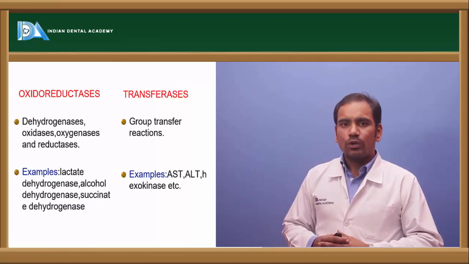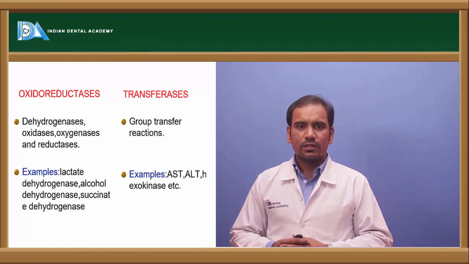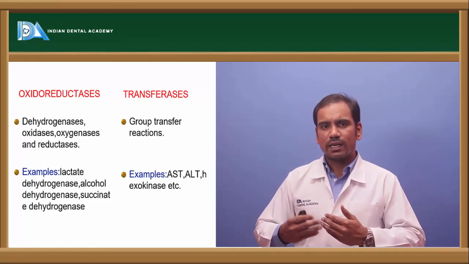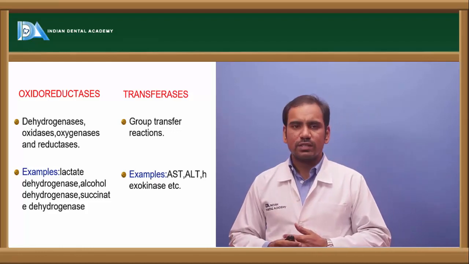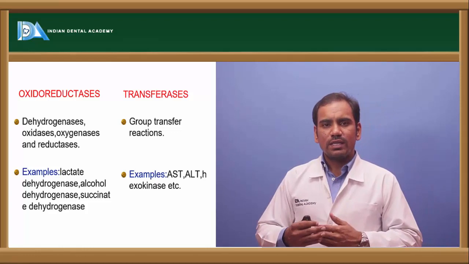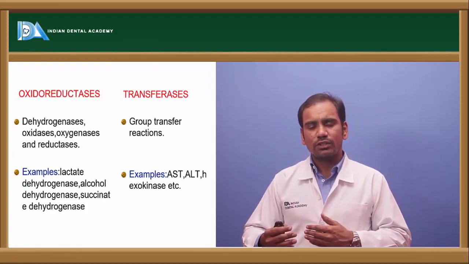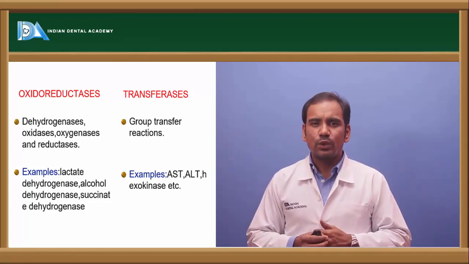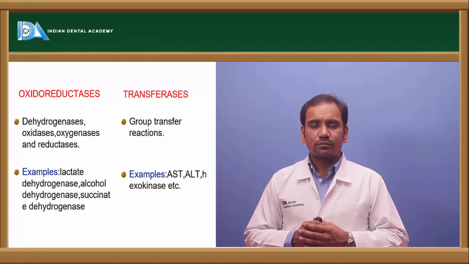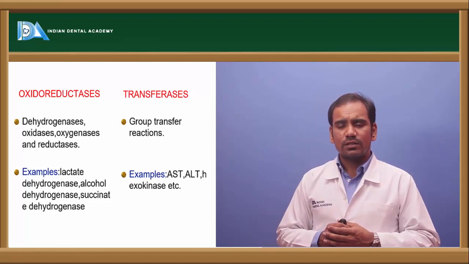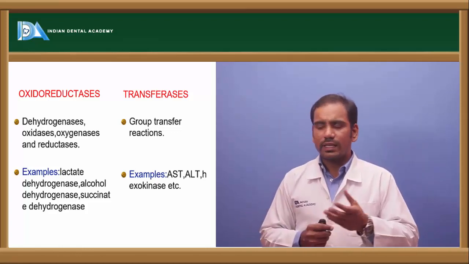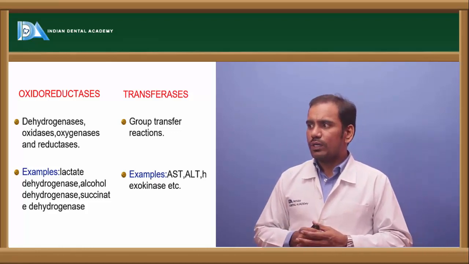Right. Coming to oxidoreductases first. So the name itself indicates the mechanism or the reactions catalyzed by this group of enzymes. So they catalyze oxidation reduction reactions. So enzymes catalyzing the oxidation reduction reactions are called oxidoreductases. Right. So examples you can see: lactate dehydrogenase, glutamate dehydrogenase, pyruvate dehydrogenase. So all the dehydrogenases are examples of oxidoreductases.